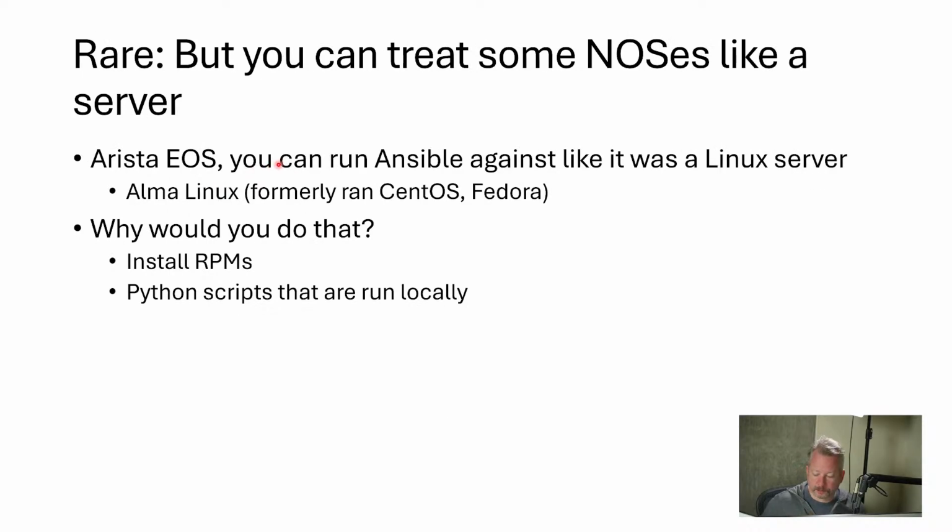There's something rare, so I'm going to end the class with this. There's something rare you can do. You can treat some network operating systems like a server. So for example, Arista EOS, you can run Ansible against it like it was a Linux server, because Arista EOS is a Linux server. It is now running Alma Linux. So that's what Arista EOS is based off of. It formerly ran CentOS, and before that Fedora. NXOS is also Linux based, and it's based off of some weird Linux distro from like 15 years ago, but they don't expose the Linux underpinnings, but Arista does.